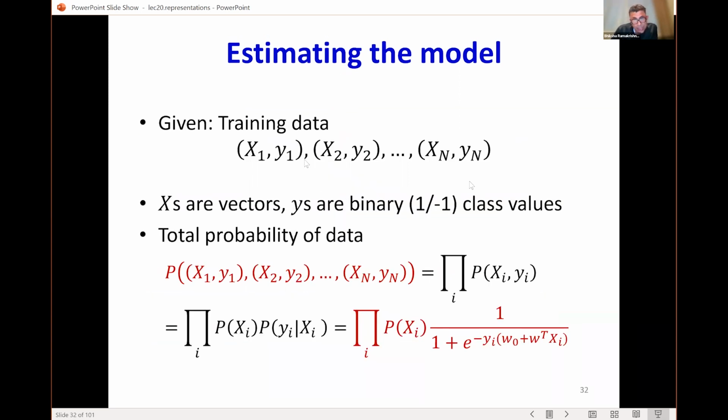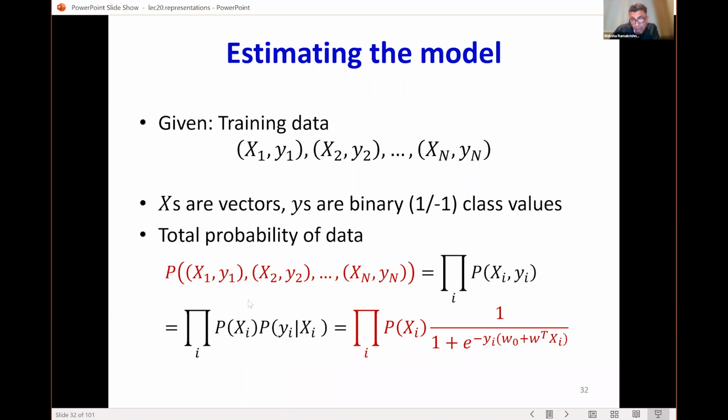And so now if I'm given this collection of training instances, then, assuming all the training instances are independent, the probability that a random drawing would give you the specific collection of training instances is going to be the product over all of the instances of the probability of XY. Or using Bayes' rule, I can write this as the product over all instances of the probability of XI times the probability of YI given XI.